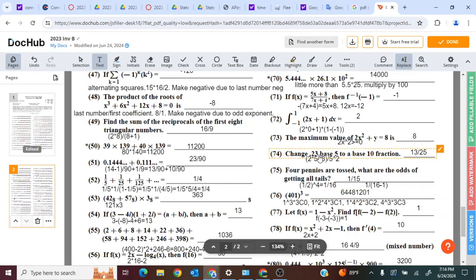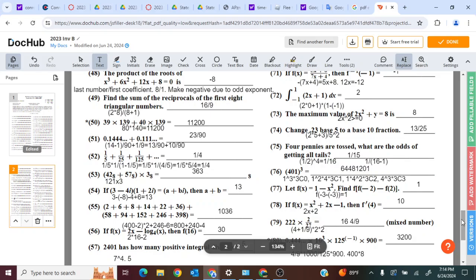I change 0.23 base 5 to base 10. Okay, well, this can be imagined. This is going to be over 5 squared because you're going 1/5 and then 1/25. So 2/5 times 5 to put it over 25, 10, plus 3, so 13 over 25.